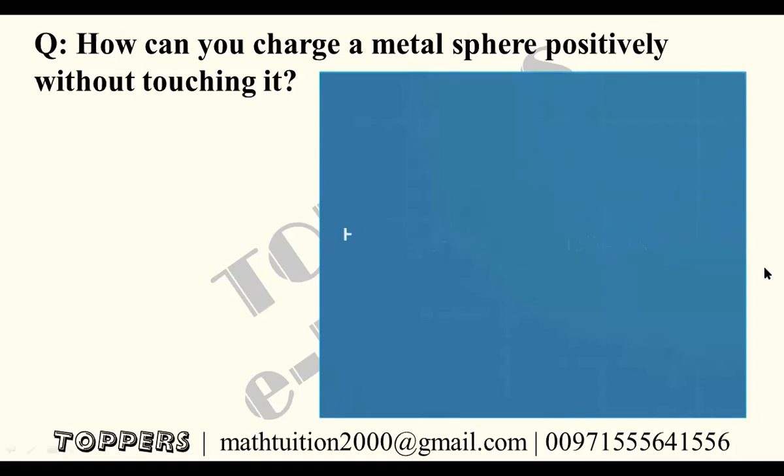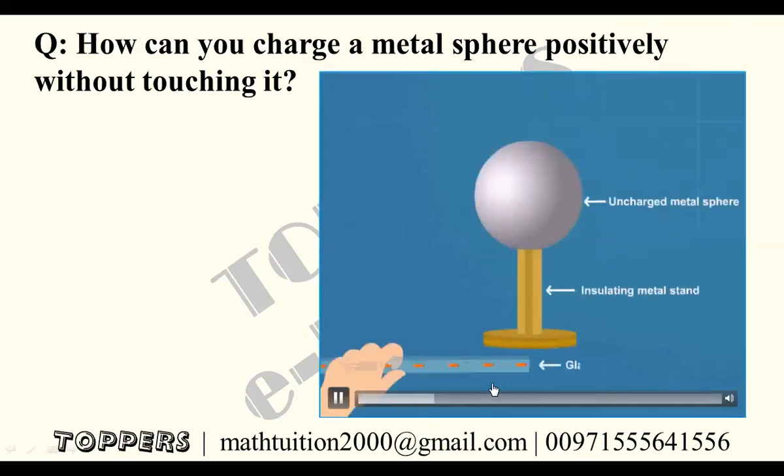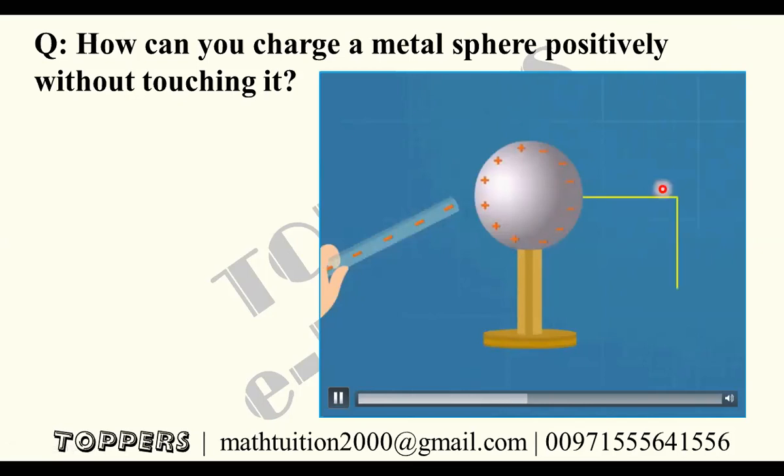See, we have a metallic uncharged sphere mounted on an insulating metal stand. We are bringing a negatively charged rod, not a glass rod, a plastic rod. In this area, electrons are repelled, so this area becomes positive and this area becomes negative. We are grounding, see, grounding. What will happen? These electrons will flow to the earth. There is a potential difference between earth and this. So this area is accumulated with positive charge, and all the accumulated electrons flow into the earth.